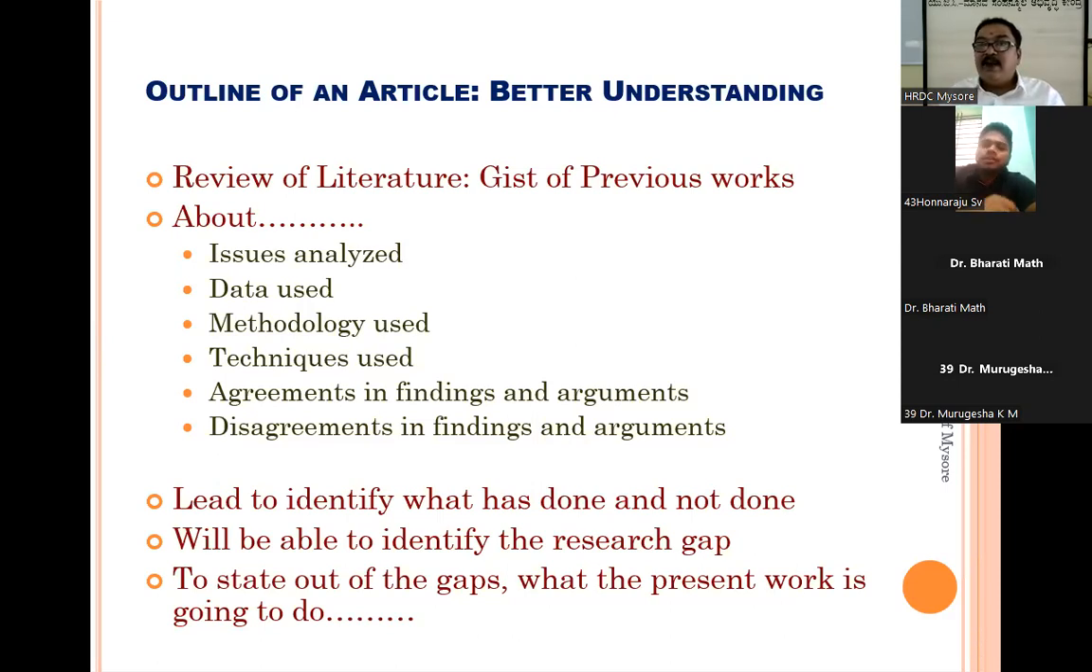So these things will help. I mean to say, without review of literature, you cannot finalize your title. You cannot write the introduction. You cannot write the methodology. You cannot select the techniques. You cannot do interpretation. So for better writing your research article, your knowledge about the previous works will play an immense role.